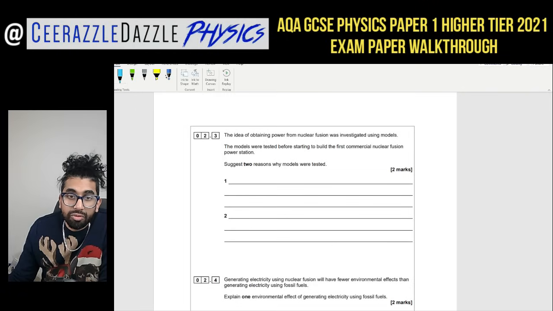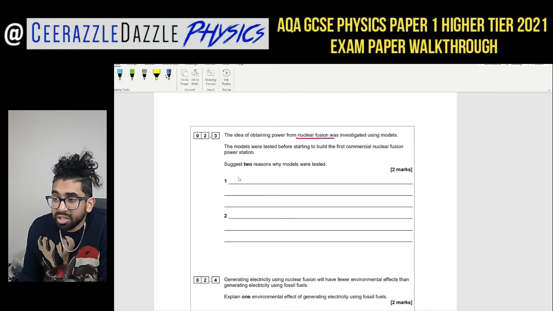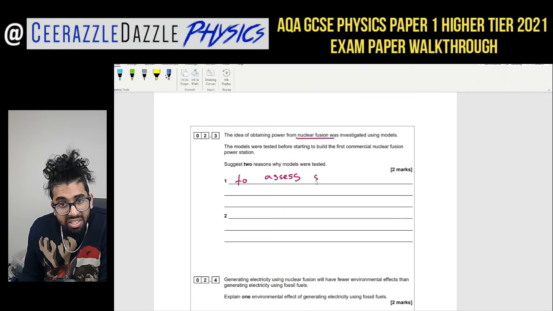2.3. The idea of combining power from nuclear fusion was investigated using models. The models were tested before starting to build the first commercial nuclear fusion power station. Suggest why these models were tested. Why would you actually want to test models? Well, the main reason why you'd want to test the nuclear fusion beforehand is that, for me, there's multiple reasons if you check the mark scheme, but they accept answers in terms of to assess safety risks. So for me, I'd probably say to assess safety risks.